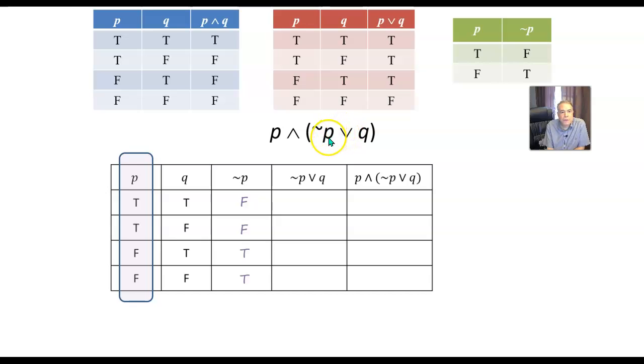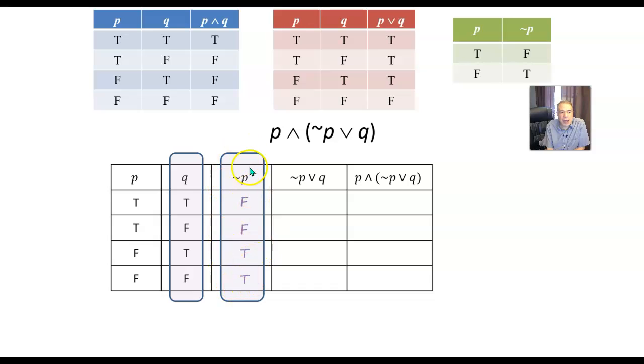Now for the value of not P or Q, here we have the value for not P, and in this column we have the value for Q, and we just have to OR those values together. So look at what's here, look at what's here, and take their disjunction. False or true equals true. False or false equals false. True or true equals true. True or false equals true.